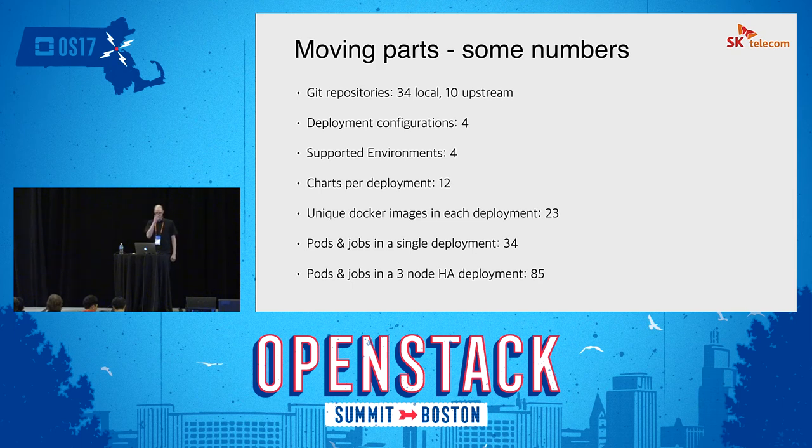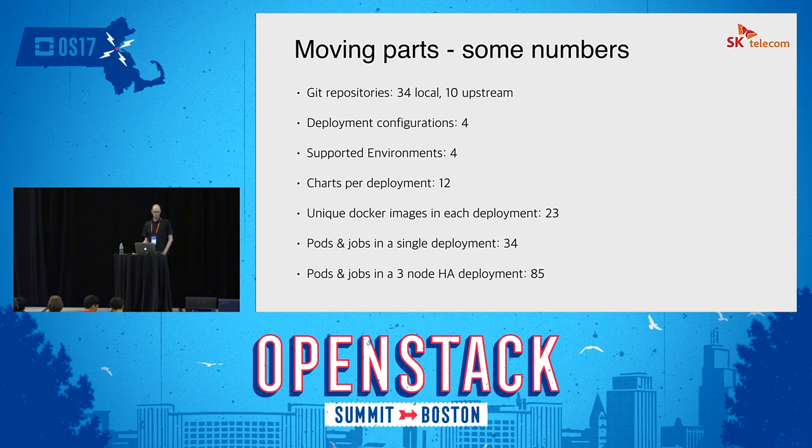Charts per deployment, 12. That one's interesting because that's the bare minimum of charts you need to deploy bare bones OpenStack. So that's no Heat, that's no metering, nothing interesting. That's just the bare bones stuff. So that's 12 charts.